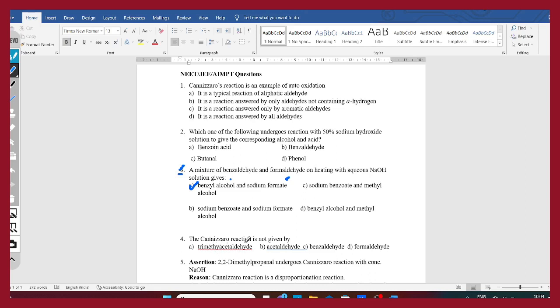And the next question: the Cannizzaro reaction is not given by dimethyl acetaldehyde, benzaldehyde, formaldehyde. Formaldehyde does not contain alpha hydrogen, benzaldehyde also, and trimethyl acetaldehyde also. Only acetaldehyde contains alpha hydrogen. So acetaldehyde does not give the Cannizzaro reaction. So this is the alpha hydrogen.